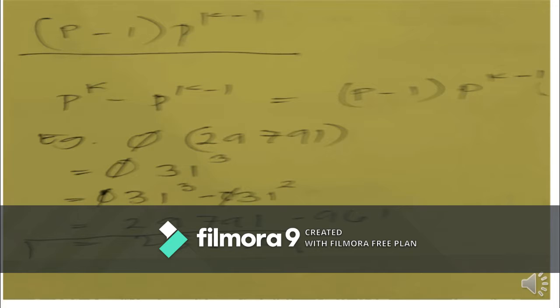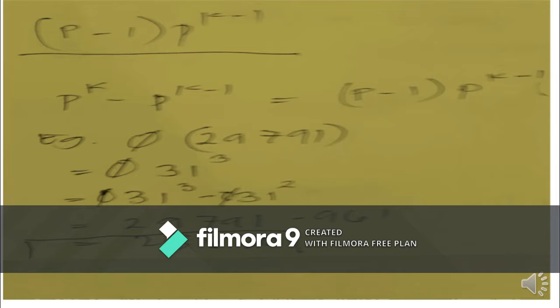Now, we have here the totient of 31 raised to 3, wherein your 31 is a prime number. Then, you can apply our third property, which is p raised to k minus p raised to k minus 1. Now, your p here is 31 raised to k, which is 3, minus the totient of 31 raised to 2, wherein your 2 here is 3 minus 1. Did you get me?